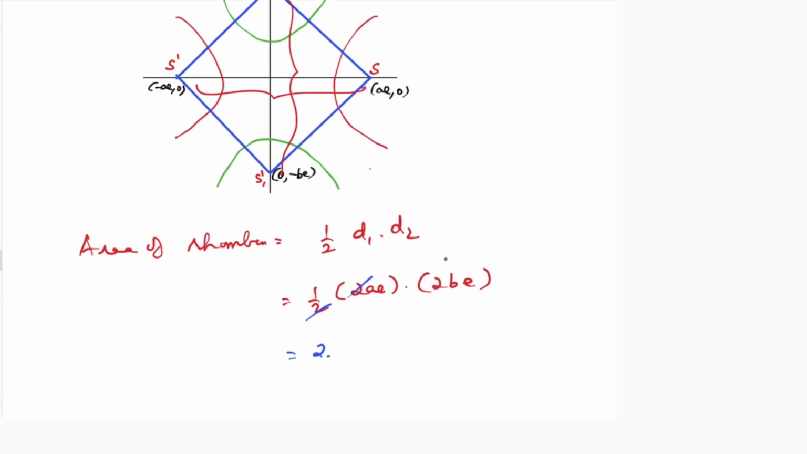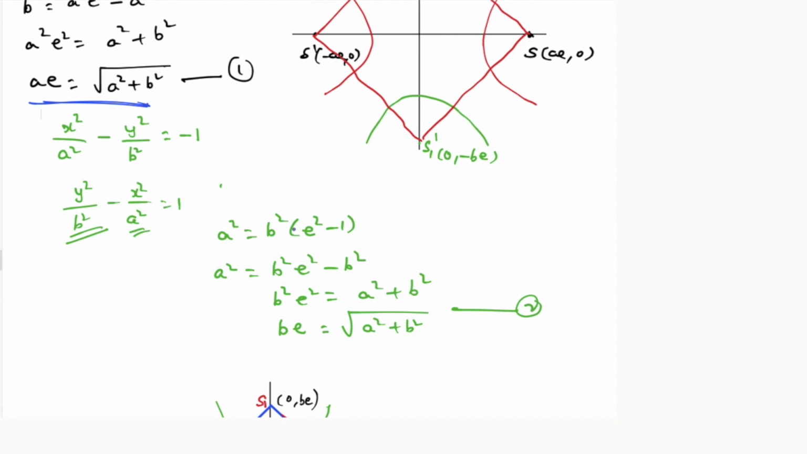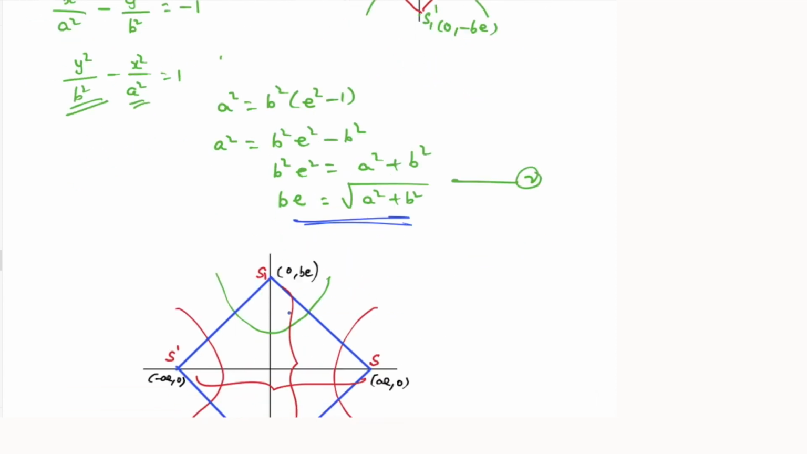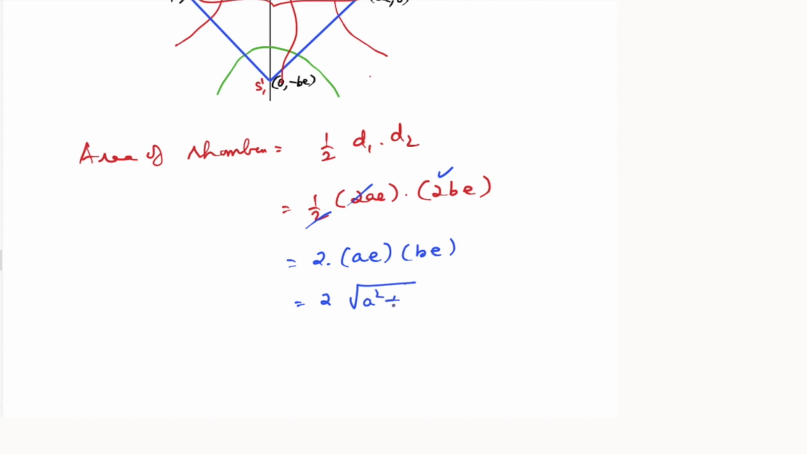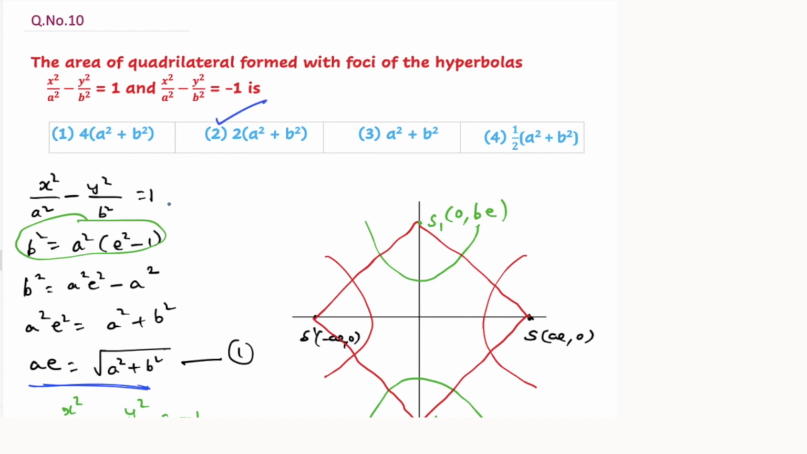Now just to simplify, the 1 by 2 you can cancel, you are getting 2 into this. Don't write E into E square, don't write AE into BE. We already got the results for AE and BE: root of a square plus b square, and this is also root of a square plus b square. So 2 into root of a square plus b square into root of a square plus b square is just a square plus b square. So the area of the quadrilateral, which is a rhombus, is half into d1 into d2. So the answer is 2 times a square plus b square.